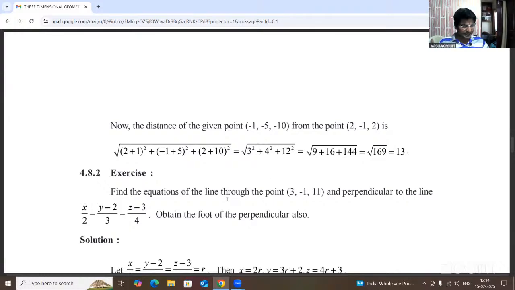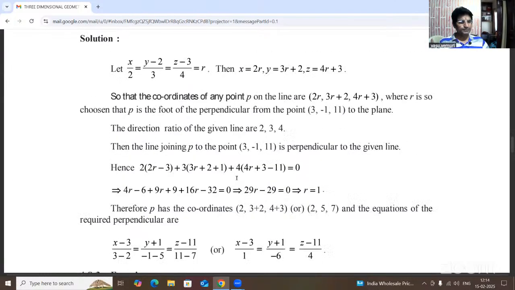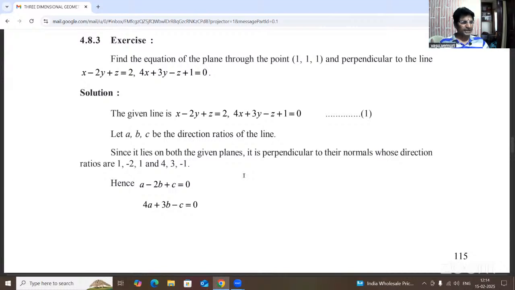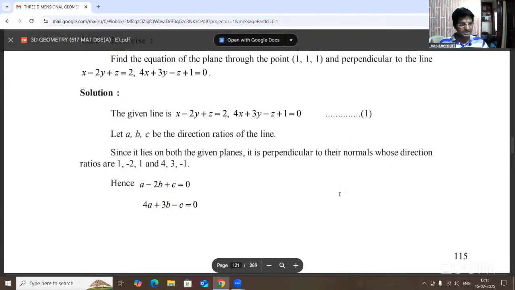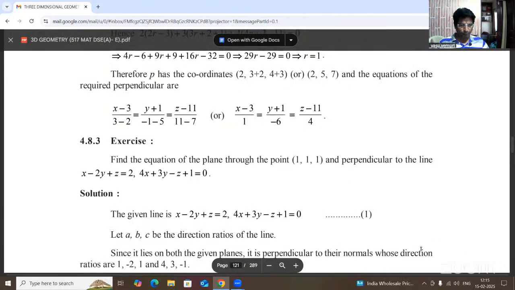In the same manner, practice problem 4.8.2 here as well. And 4.8.3 is also an important one: find the equation of the plane. First of all, see how to get the plane equation. Suppose the plane passes through the point (1, 1, 1), and it is also perpendicular to the line.